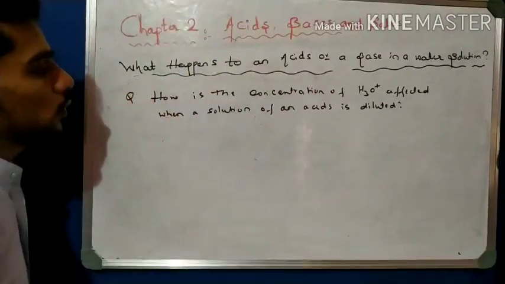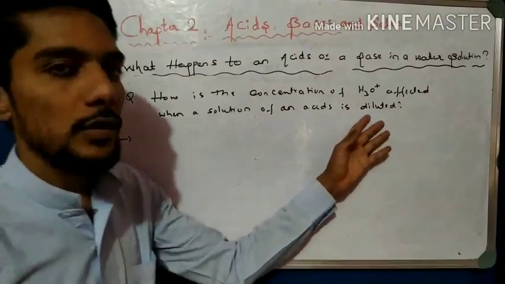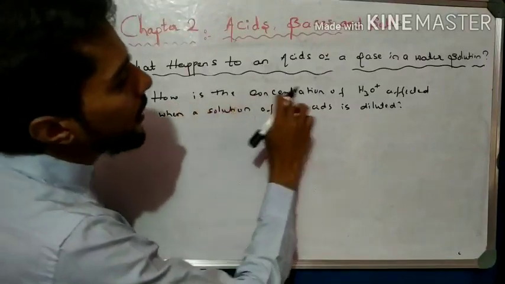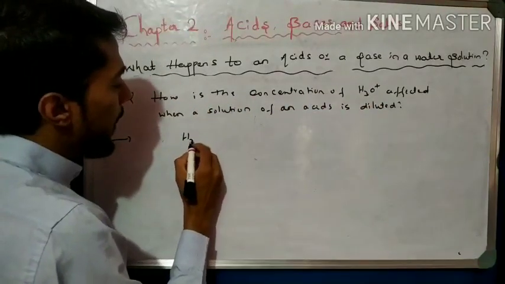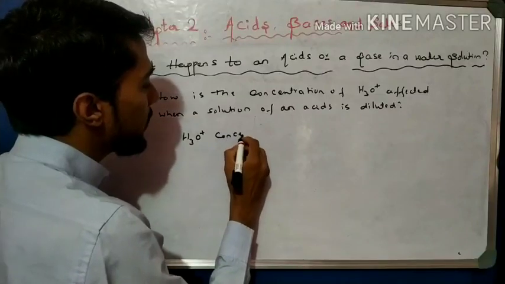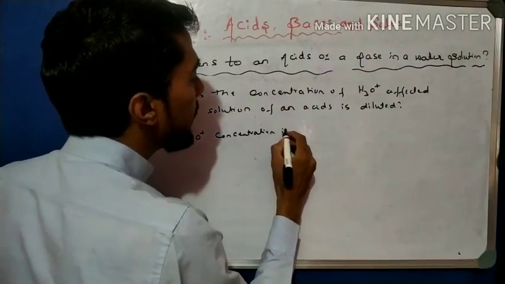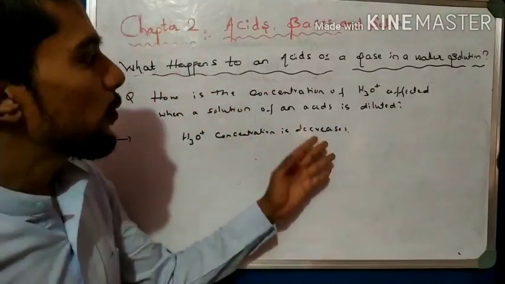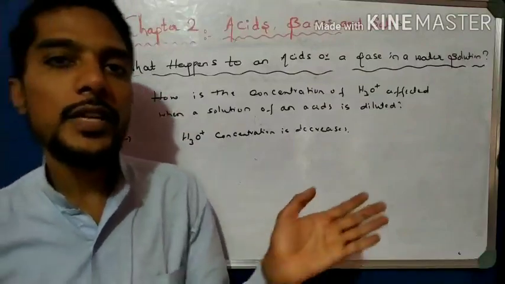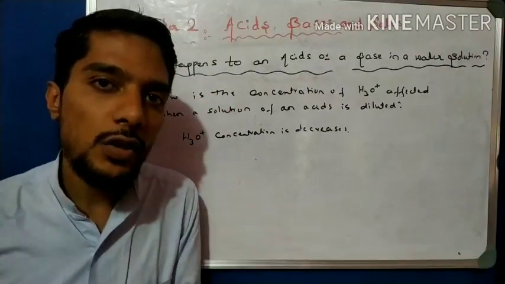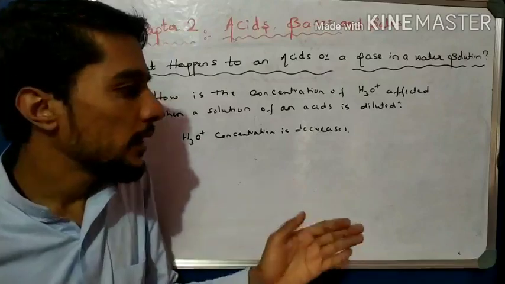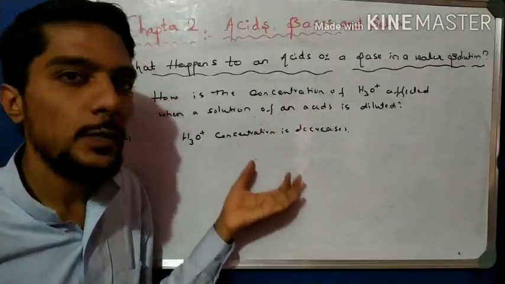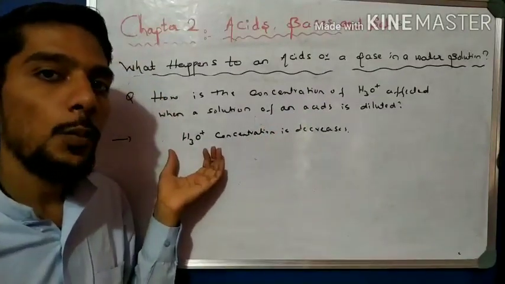Very important question. Diluted means dilution. When we mix the water and the acid, how is the concentration of H plus ions, H3O plus ions? The H3O plus ion concentration decreases. This is very important in the dilution process. When water is added to the acid slowly, water is more in the acid. When there is an increase in the water molecules in the acid, automatically the H plus aqueous ions or H3O plus ions decrease.